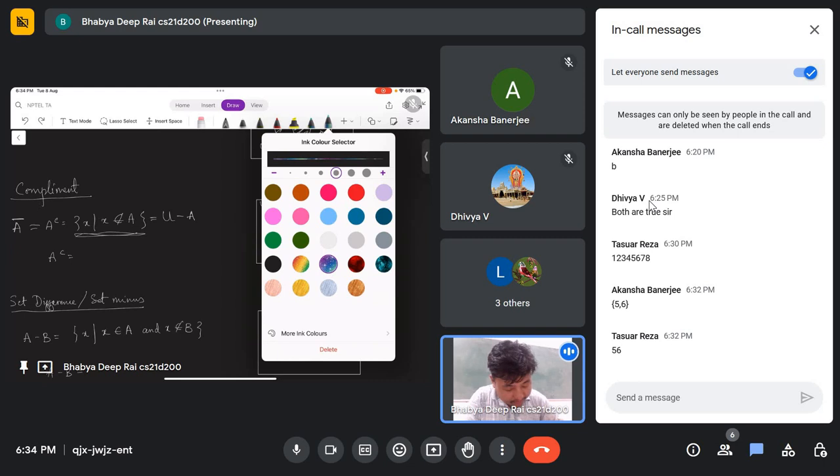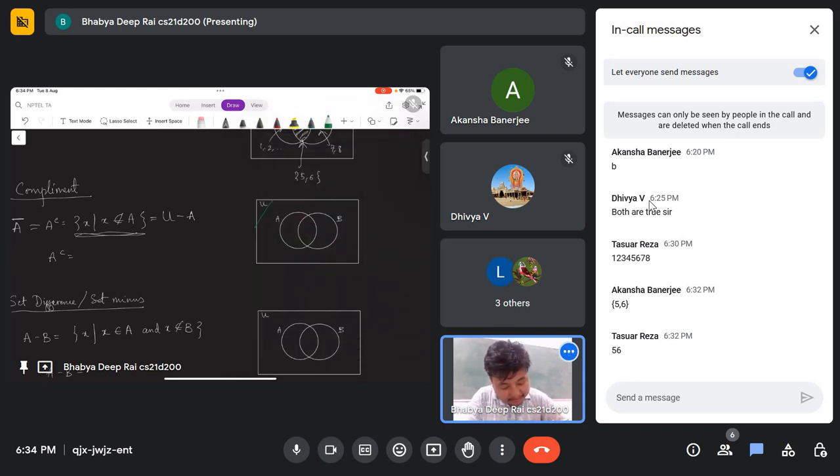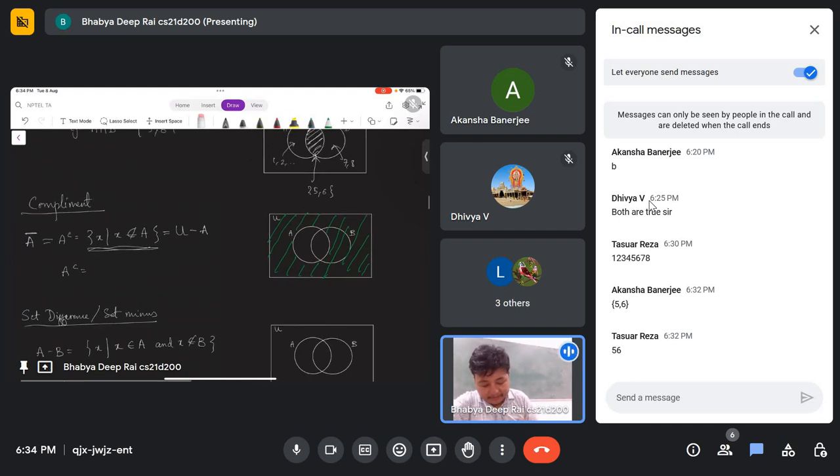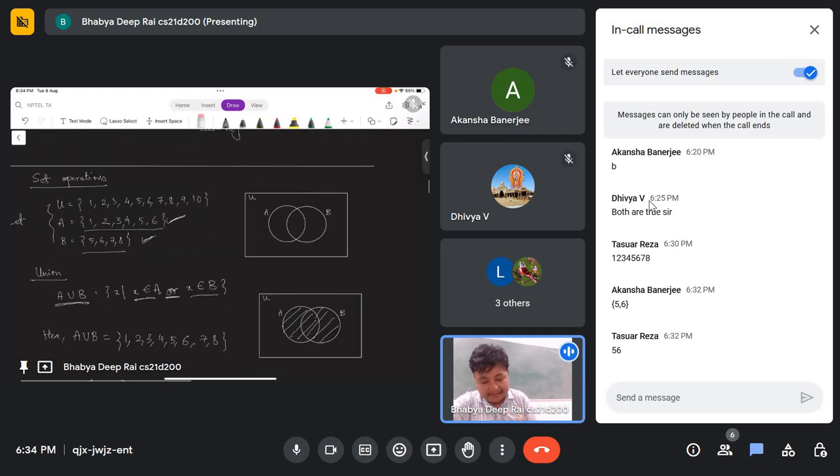Let's use brown, pink, green. Let's use green. Okay. So these elements which are outside A, remember it can overlap with this portion of B, because we just care about those elements which are outside A. So these elements, the green shaded portion, are all in the complement of A. So now tell me, if this is A, what should be A complement?